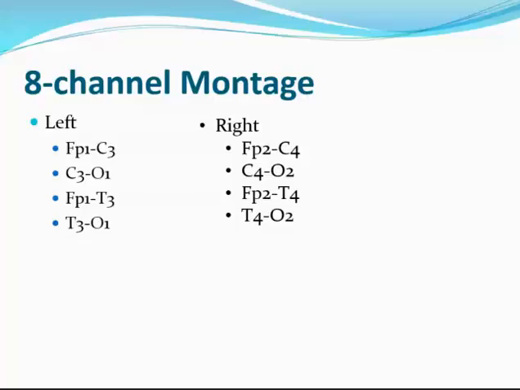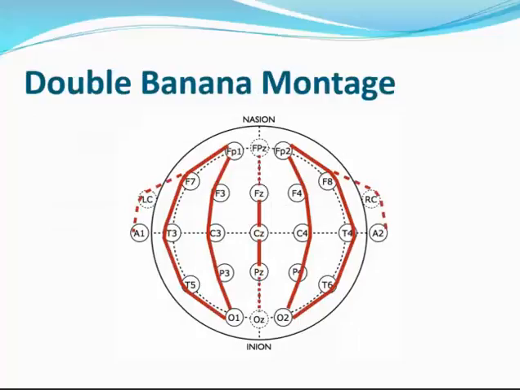Here on the left side we have FP1 to C3, C3 to O1, FP1 to T3, T3 to O1. And on the right side FP2 to C4, C4 to O2, FP2 to T4, and T4 to O2, in such a way that it will appear in this fashion. In this case, I have left out some of the pairs, but it comes to what is loosely called the double banana montage. As you can see, this looks like a banana. These central ones are being left out. And you're looking at this sideways, where this is the right hemisphere and this is the left hemisphere.